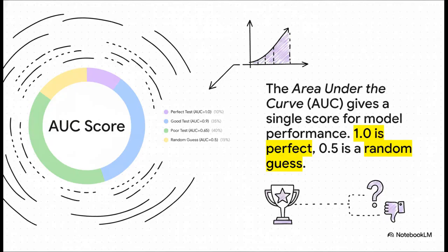And then we can take that entire curve and boil it down to a single number, the area under the curve, or AUC. An AUC of 0.5 means your model is no better than flipping a coin. An AUC of 1.0 means it's absolutely perfect. This gives us one simple, powerful score we can use to compare different models head-to-head.